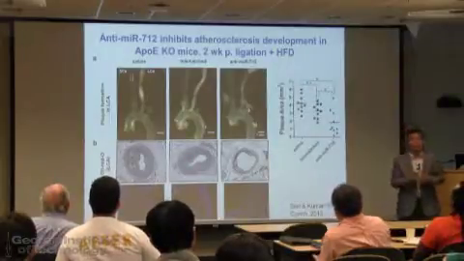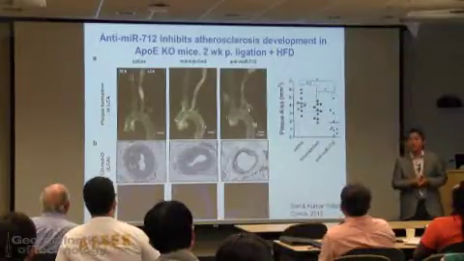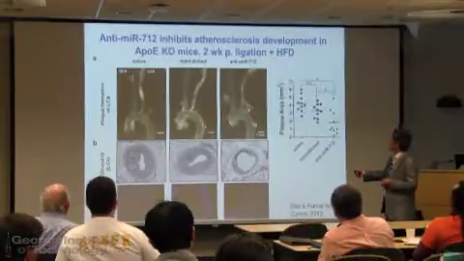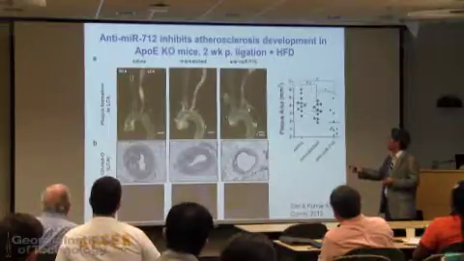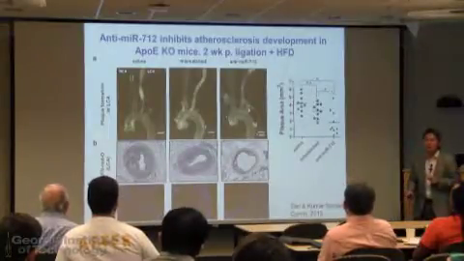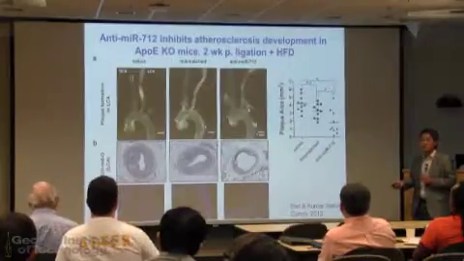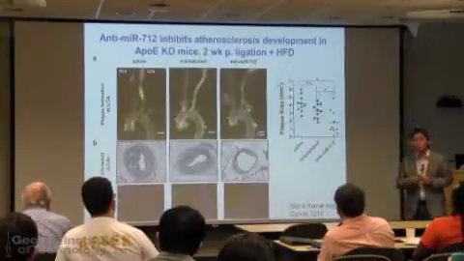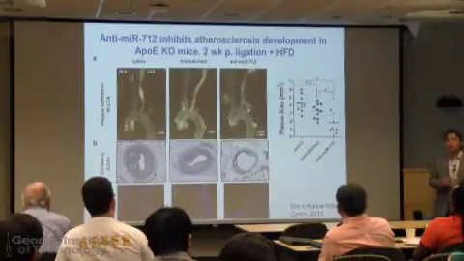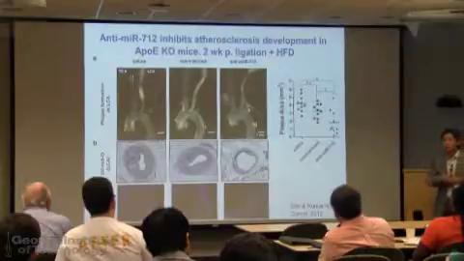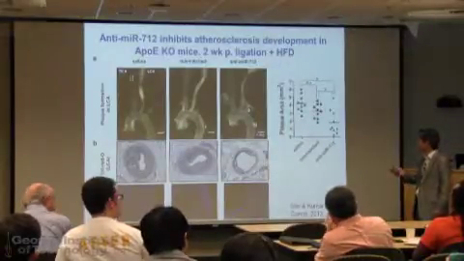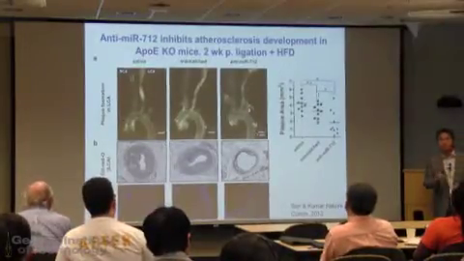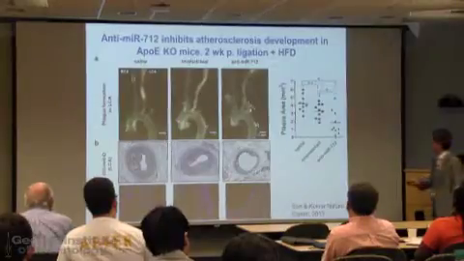Finally, we wanted to see whether anti-miR-712 can actually prevent atherosclerosis development. Here's our control. You can see on the left side, with flow disturbance, the entire length of the left common carotid artery develops atherosclerosis. And this atherosclerosis can be prevented if we treat mice with anti-miR-712. We gave anti-miR twice a week at a 5 milligram per kilogram dose through subcutaneous injection, and we were able to demonstrate that anti-miR-712 is a very potent anti-atherogenic therapy.